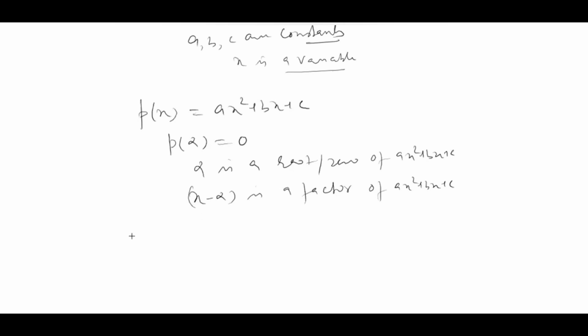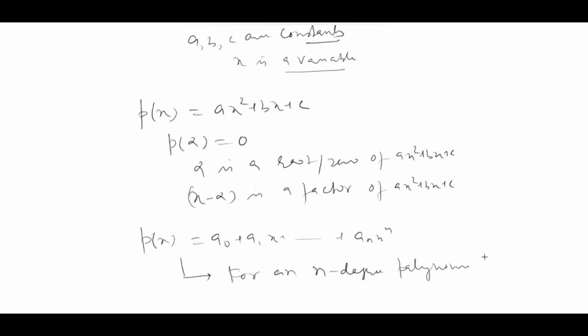In general, for an n-degree polynomial, there are at most n roots. So for an n-degree polynomial, which is like a0 + a1x + ... + an xⁿ, the theorem says there are at most n roots, meaning it could be less than that, but it cannot be more than that. At maximum, it will be n.